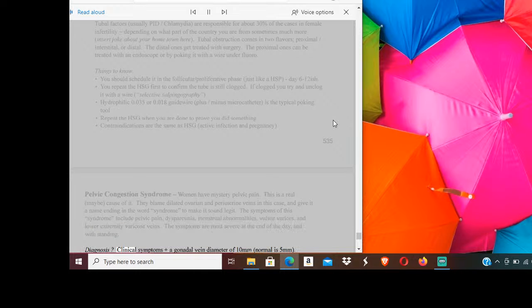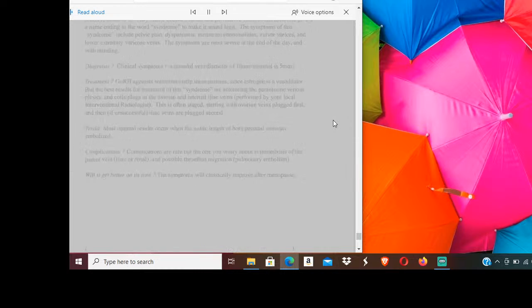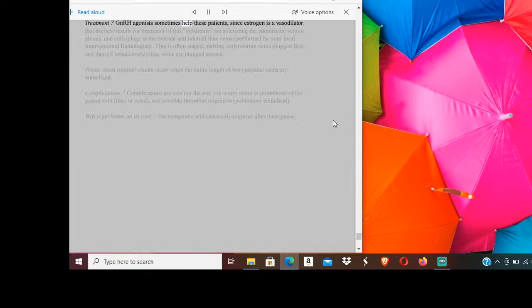Diagnosis. Clinical symptoms and a gonadal vein diameter of greater than 10 mm; normal is 5 mm. Treatment. GnRH agonists sometimes help these patients, since estrogen is a vasodilator. But the best results for treatment of this syndrome are sclerosing the parauterine venous plexus and coil/plugs in the ovarian and internal iliac veins, performed by your local interventional radiologist. This is often staged, starting with ovarian veins plugged first, and then, if unsuccessful, iliac veins are plugged second. Trivia: most optimal results occur when the entire length of both gonadal veins are embolized.